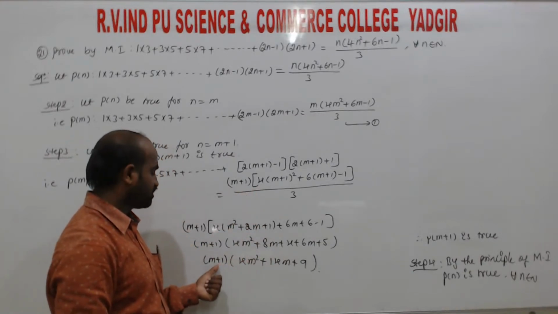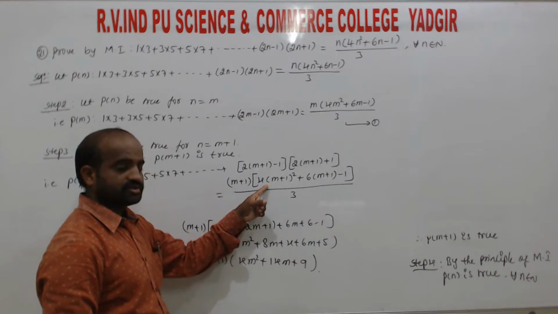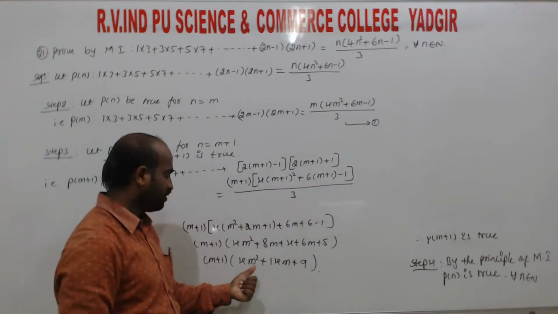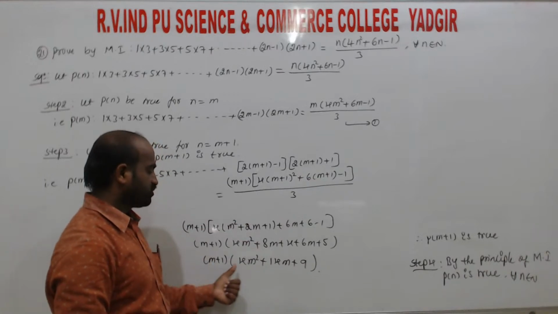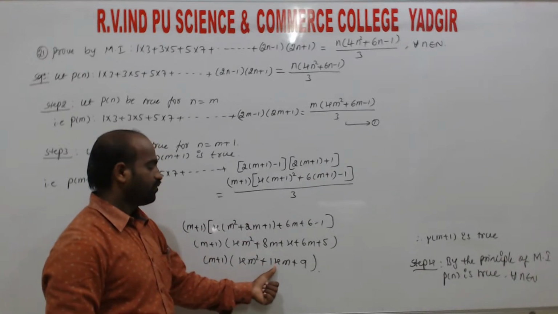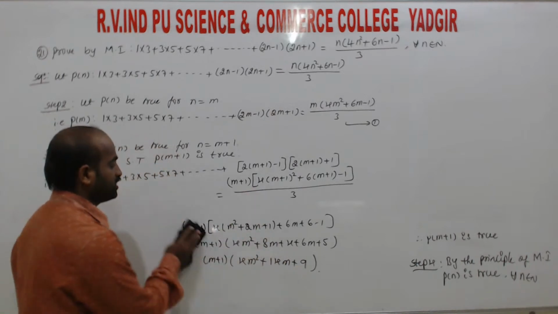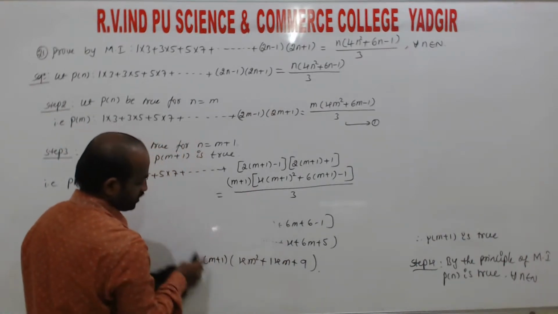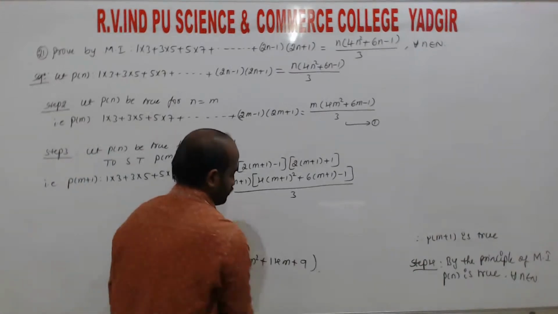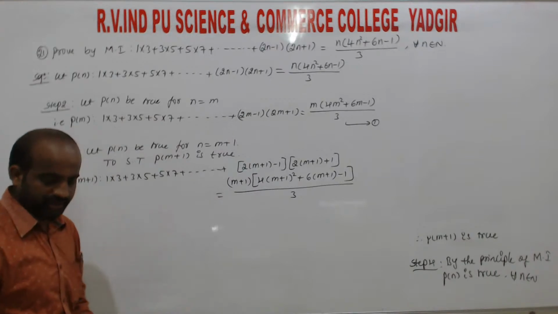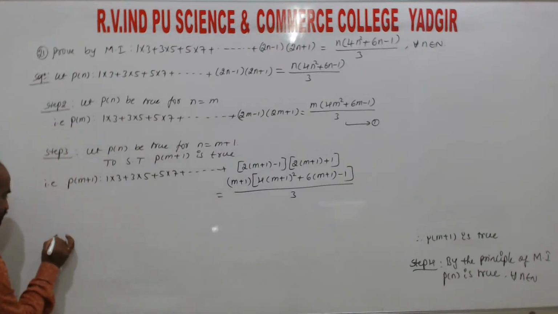Okay, then we get the answer is what? m plus 1 into 4 into m plus 1 square plus 6 into m plus 1 minus 1. Then we get m plus 1 into 4m square plus 14m plus 9. Then we get this is what? RHS one. Prove this result. Now we have to take the series.